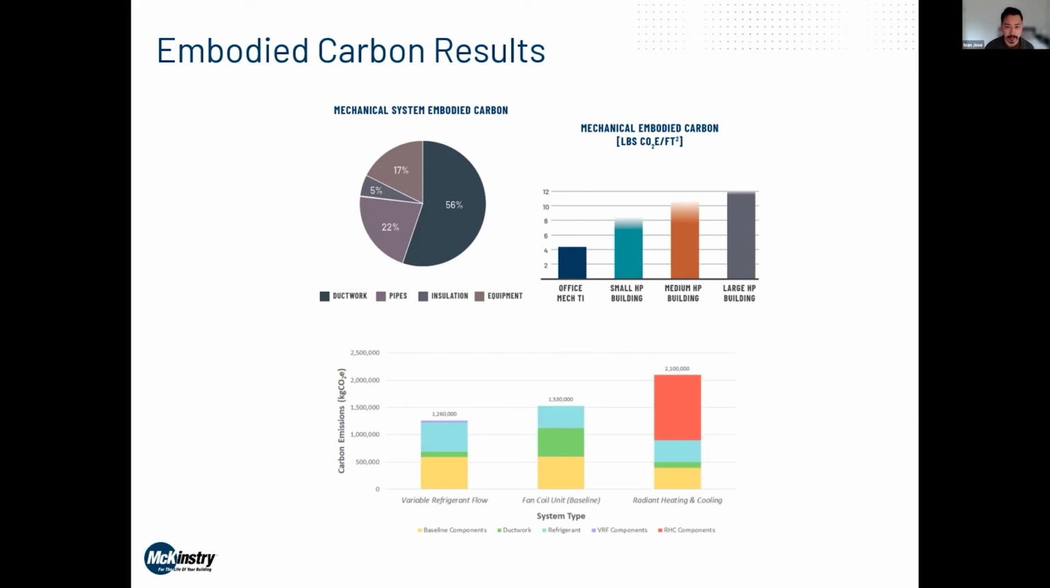And again, this is limited to the TI scope, so this doesn't have the refrigerant that would exist if we had a central plant with an air source heat pump or something of that nature. So that's the top study we did.